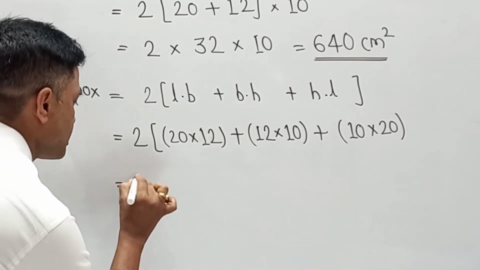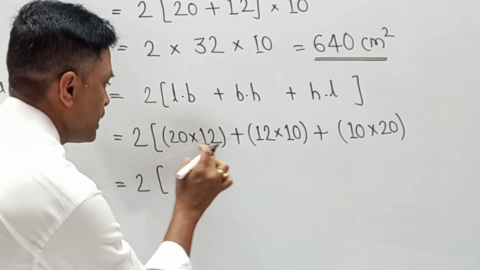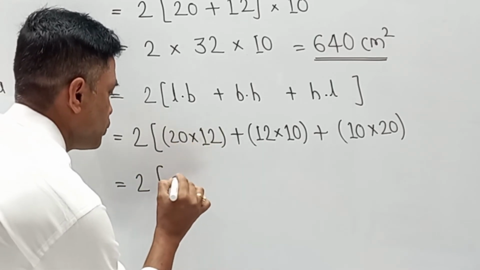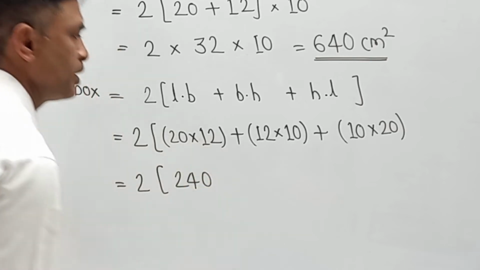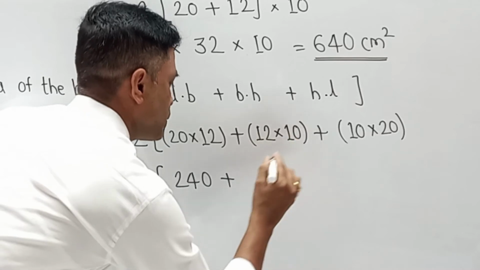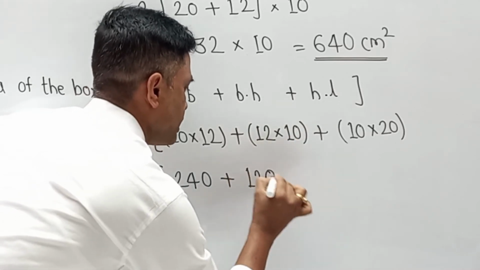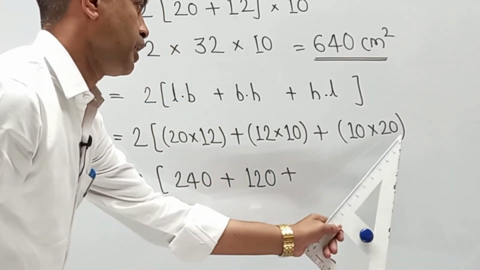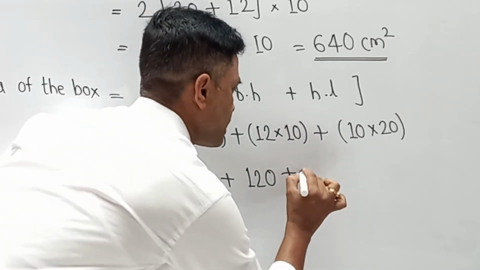So the part is 2 into bracket 20 into 12, or 12 into 2, 240, means it becomes 240 plus 12 into 10 means it becomes 120 plus 10 into 20, or 20 into 10, means it becomes 200.